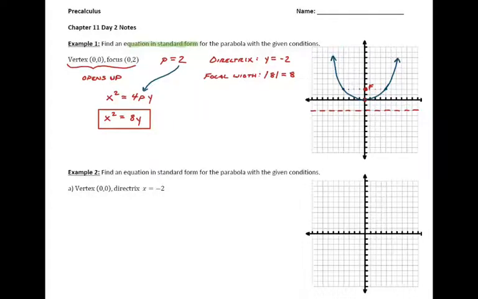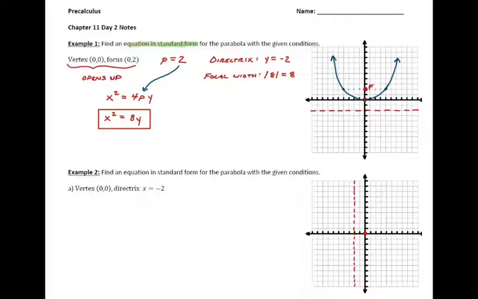For example 2, we are given a vertex of (0, 0) again, only instead of being given a focus point or a coordinate for the focus, we're given the equation of the directrix. So what I like to do is first put that information on the graph. So I have a vertical line through x equals -2, that's my directrix, and I have a vertex of (0, 0).